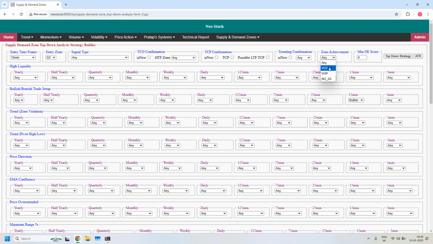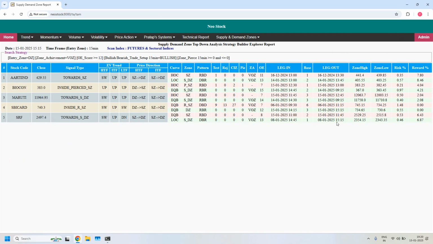Zone achievement violated opposing zone. Minimum odd enhancer score 12. All 3 filters are applied to the 15 minute demand zone. Now let's filter the stocks. We got 5 stocks. Currently, these 5 stocks are supporting a bullish trade setup for daily income trade, and the entry zone is the 15 minute demand zone.